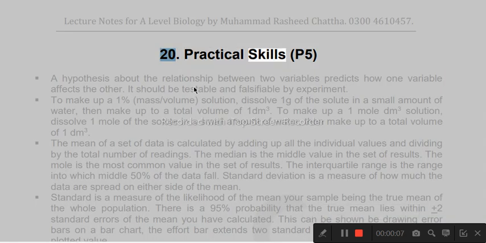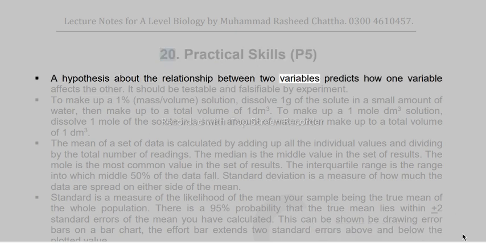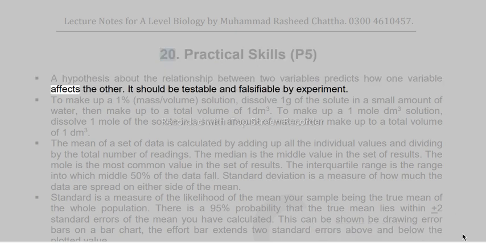20. Practical skills, P5. A hypothesis about the relationship between two variables predicts how one variable affects the other. It should be testable and falsifiable by experiment.